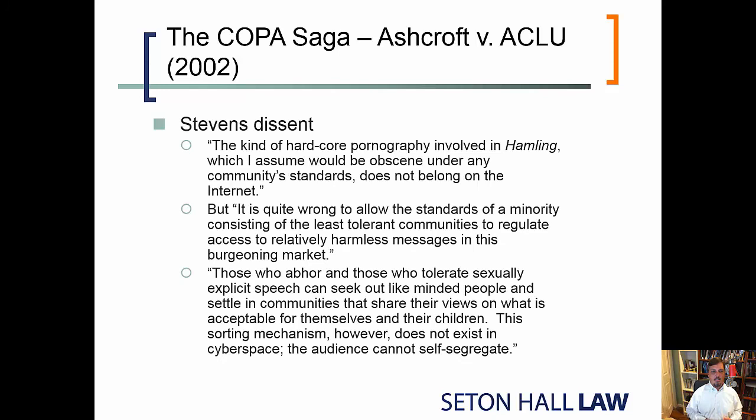Stevens does say that really hardcore pornography shouldn't be on the internet, but we just effectively can't regulate this. And notice again here, flipping it on its head, a note of cyber exceptionalism. In the real world, we can find communities and places where, if we share a certain kind of interest in sexually explicit speech, we can do that and other people don't have to directly be affected by it. And if we don't want that, we can separate ourselves out from it. But we just can't do that in, and he uses the word cyberspace, we just can't do that in cyberspace.